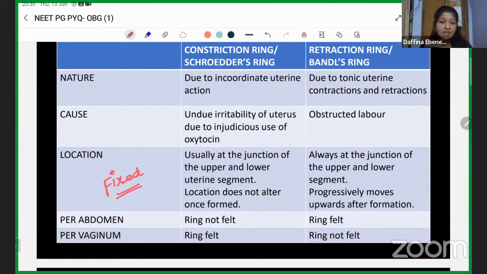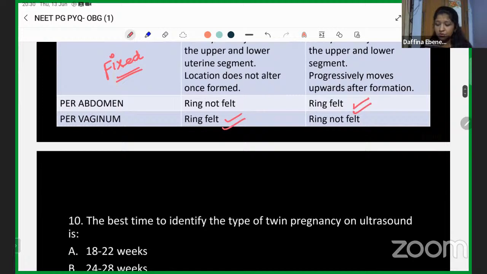Whereas the retraction ring or the Bandl's ring will start moving upwards, because I told you the lower uterine segment is thin and stretched. So as the obstruction progresses, the ring is going to move higher and higher. That is one other difference between the constriction and the retraction ring. As I already told you, Bandl's ring you can feel on per abdomen examination, whereas the constriction ring you can feel only on per vaginal examination. This is one other differentiating feature that you should know.